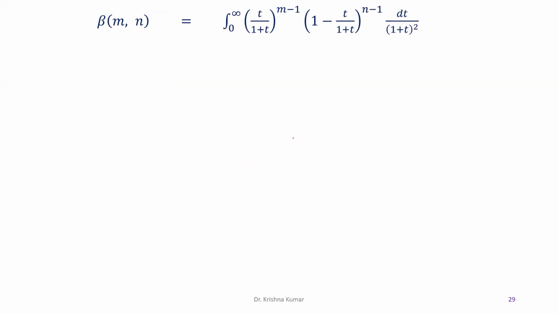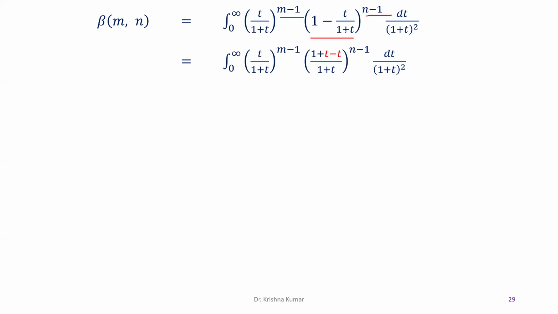If we simplify it, beta of m,n is equal to the integration under the limit of (t upon 1 plus t) to the power m minus 1, (1 minus t upon 1 plus t) to the power n minus 1, dt upon (1 plus t) whole square. Now, if we simplify this one, this is 1 plus t minus t, so the minus t and plus t will cancel. Its power is 1 upon (1 plus t) whole to the power n minus 1, (t upon 1 plus t) whole to the power m minus 1, dt upon (1 plus t) whole square.